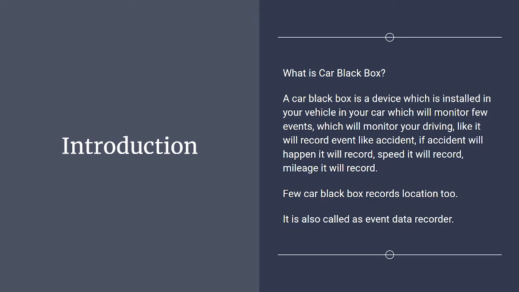So let's see introduction to our project. So what is car black box? A car black box is a device which is installed in your vehicle, that is your car, which will monitor your driving. It will record events like accidents. If an accident happens, it will record it. Speed it will record, mileage it will record. Few car black boxes record location too. It is also called as event data recorder.